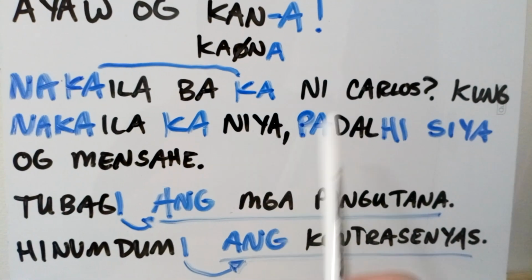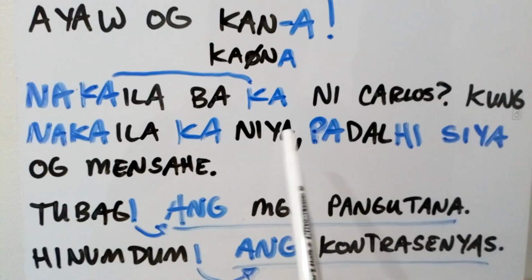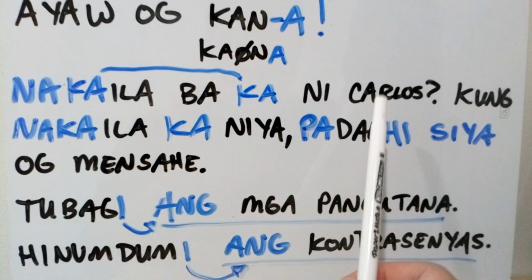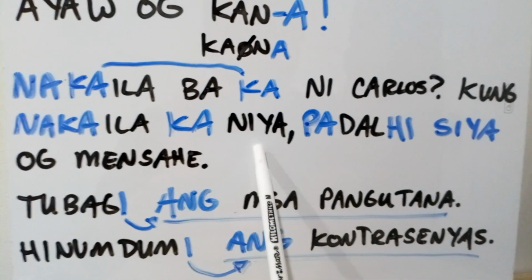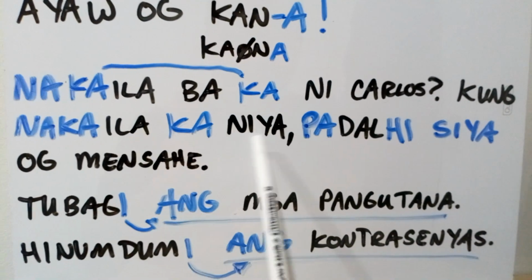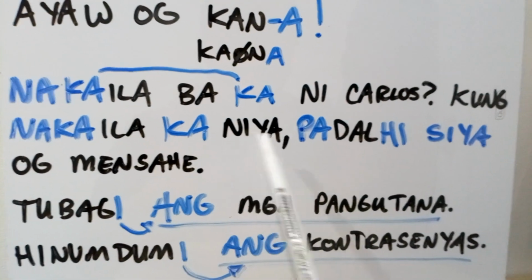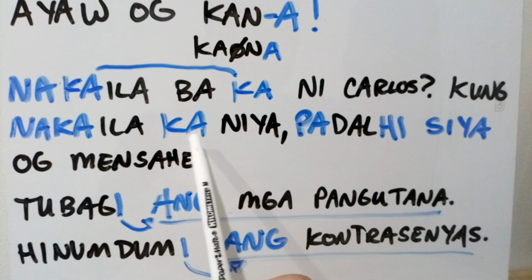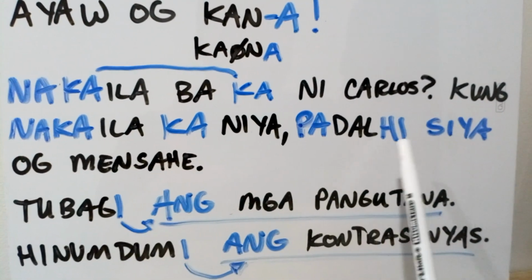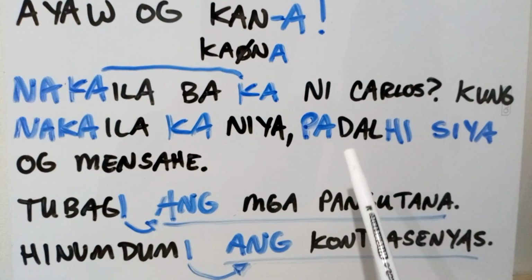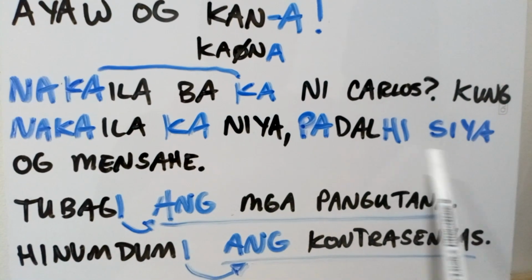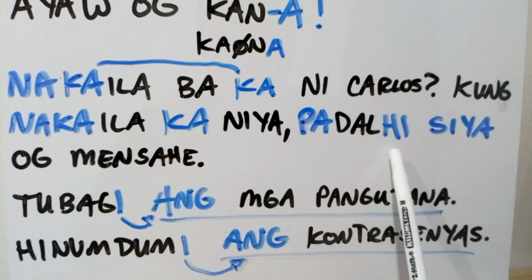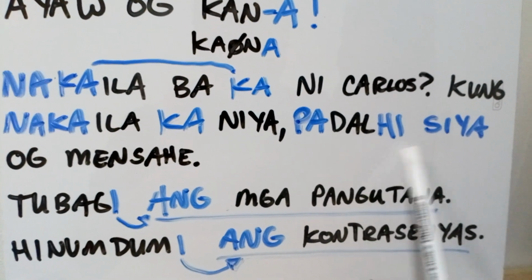Again, as long as it's within that same non-focal family, I can use any of those. But since we already know who the person is, I can be a little more general. Kung nakaila ka niya, if you know him or her or whoever, comma, and once again, just observe that verb because we're still talking about you in the focus. This next clause is padalhi siya og mensahe. Padalhi. Look at this verb. It comes from the word dala, right? Dala, padala, or dala.